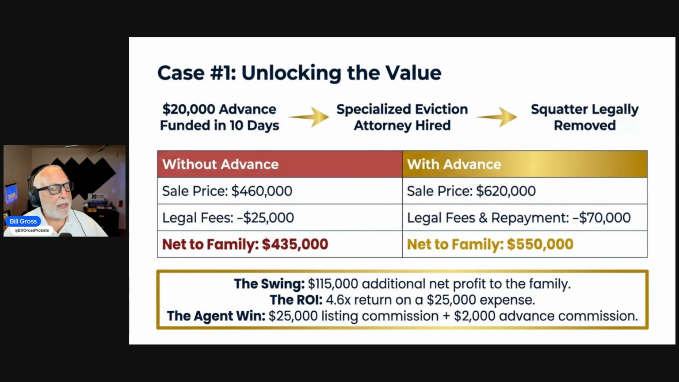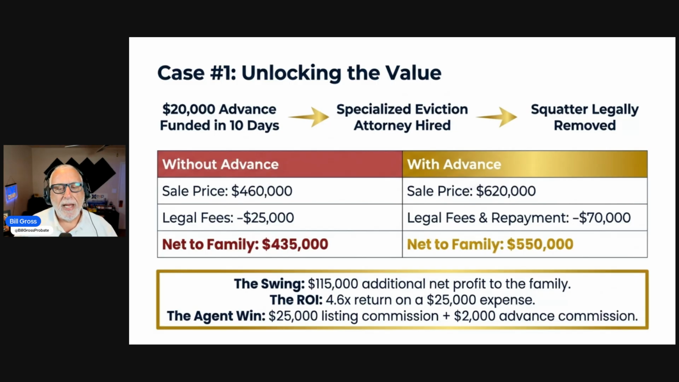It sounds like a lot, but here's a case where that money generated a profit of $115,000, and I ended up with a commission on the advance. I ended up with a commission on the real estate. It all worked out for everybody, and so everybody came out ahead. Yes, it's expensive, but it's also a very powerful tool.